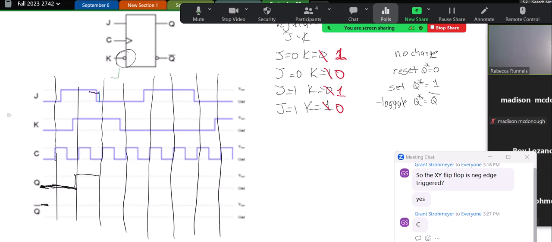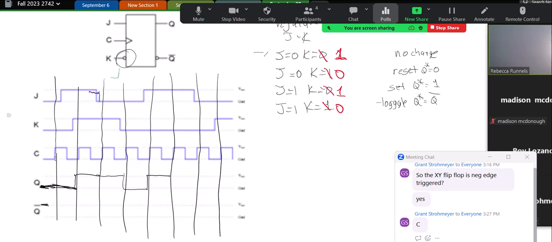At the next positive clock edge, K is 1 and J is 0. K1, J0, that's no change. At the next clock edge, I have K is 0, J is 0. That's a reset, so down to 0. The next clock edge, I have K0, J1. K0, J1, that's a toggle. I was at 0, so that means I'll change and go to 1.